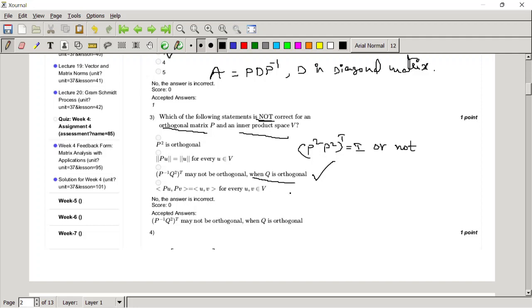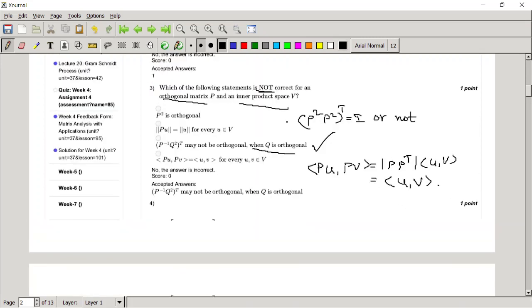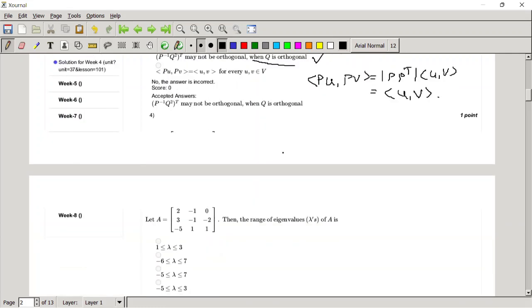And for the fourth option, similar to the second option, we have Pu comma Pv is nothing but determinant of P into P transpose into u comma v. Since P is orthogonal, this is nothing but u comma v for every two vectors u and v in V. Is it clear? Anybody have any doubt in this problem? Okay, thank you.